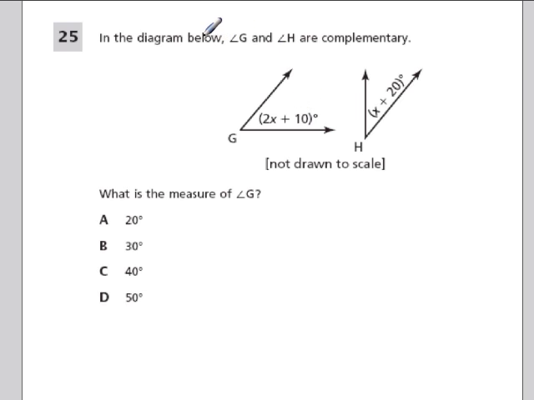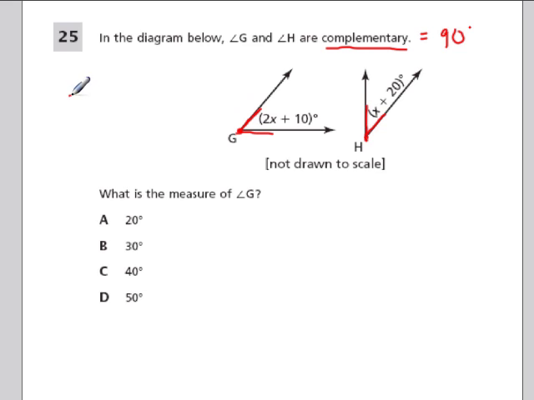Okay, so it tells us in this situation that angle G and angle H are complementary. Ooh, and I think I spelled it wrong before. Complementary, I think it's C-O-M-P-L-E-M-E-N-T-A-R-Y, and again that means angles that add up to 90 degrees. So they're telling us that angle G, which is this angle right here, and angle H, which is this angle right here, if I add them up, I get 90 degrees.